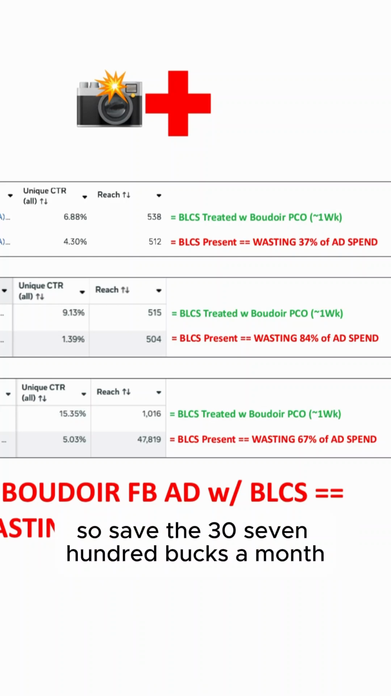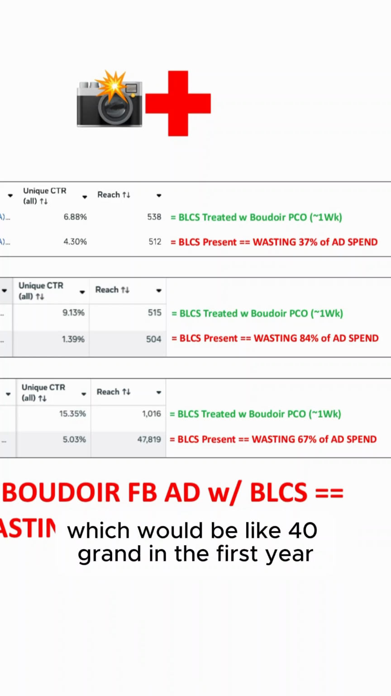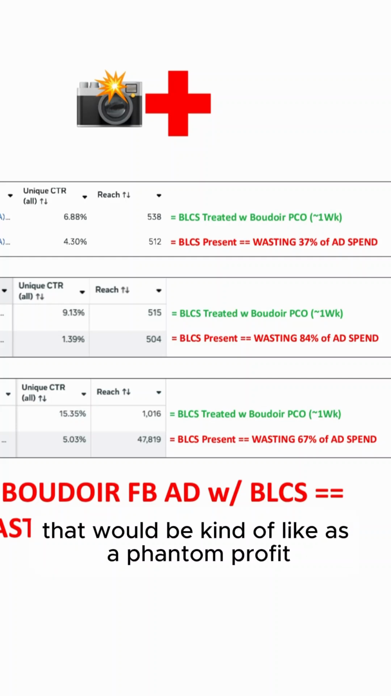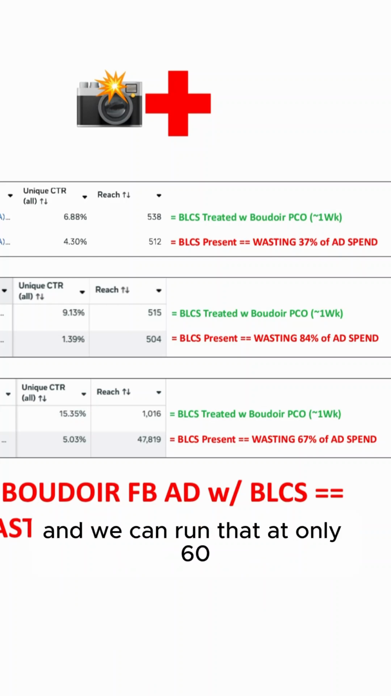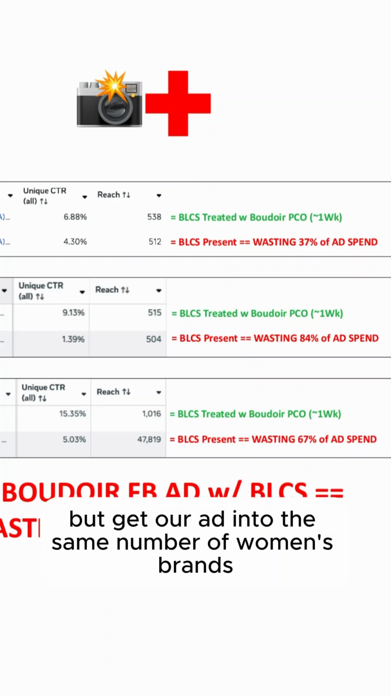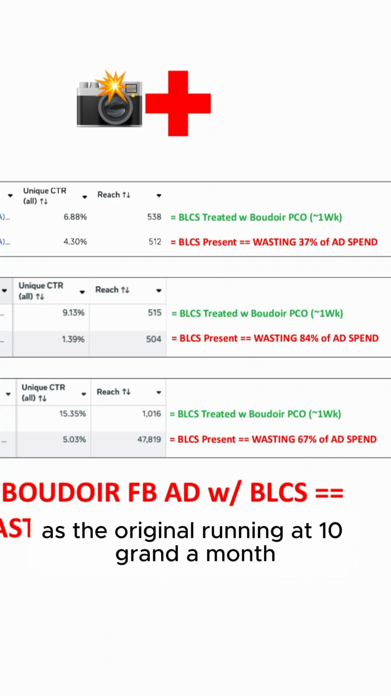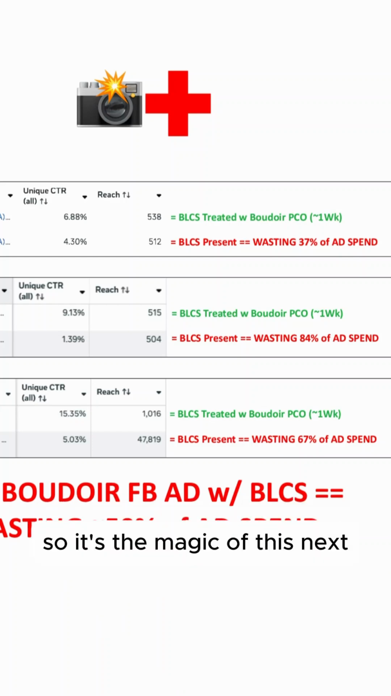So save the $3,700 a month, which would be like 40 grand in the first year, literally kind of like a phantom profit, by only running the Boudoir Pico treated ad. And we can run that at only $6,300 a month, but get our ad into the same number of women's brains as the original running at 10 grand a month. So that's the magic of this.